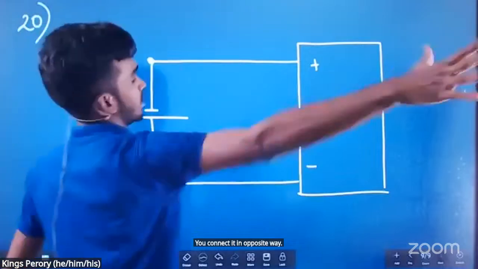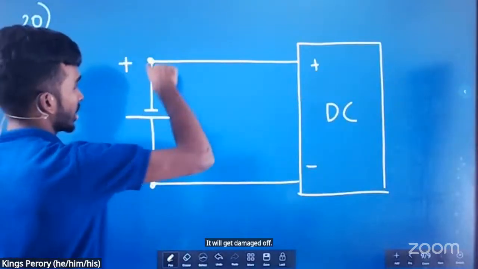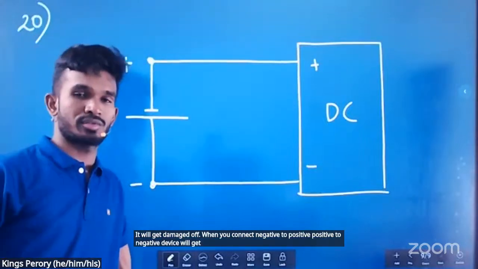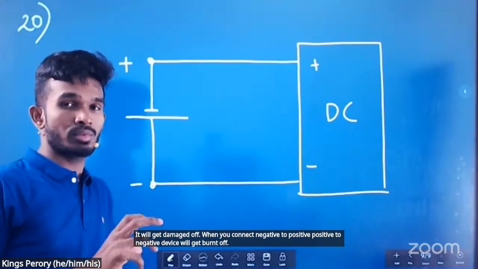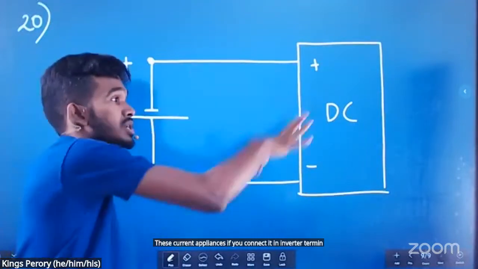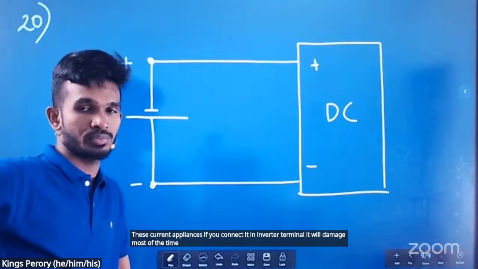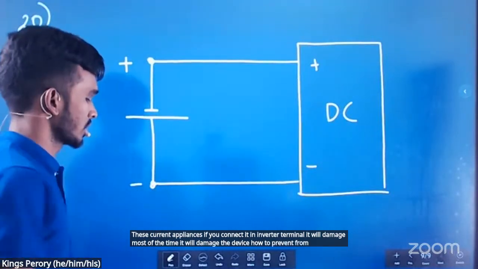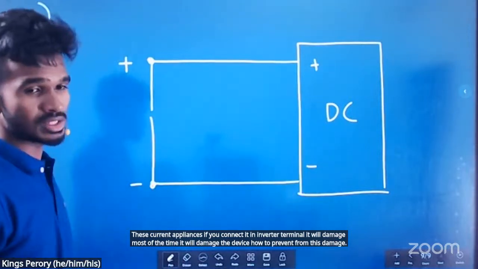It will get damaged. When you connect negative to positive, positive to negative, the device will get burnt off. DC current appliances, if you connect them in inverted terminals, surely it will damage, most of the time it will damage the device. How to prevent this damage?